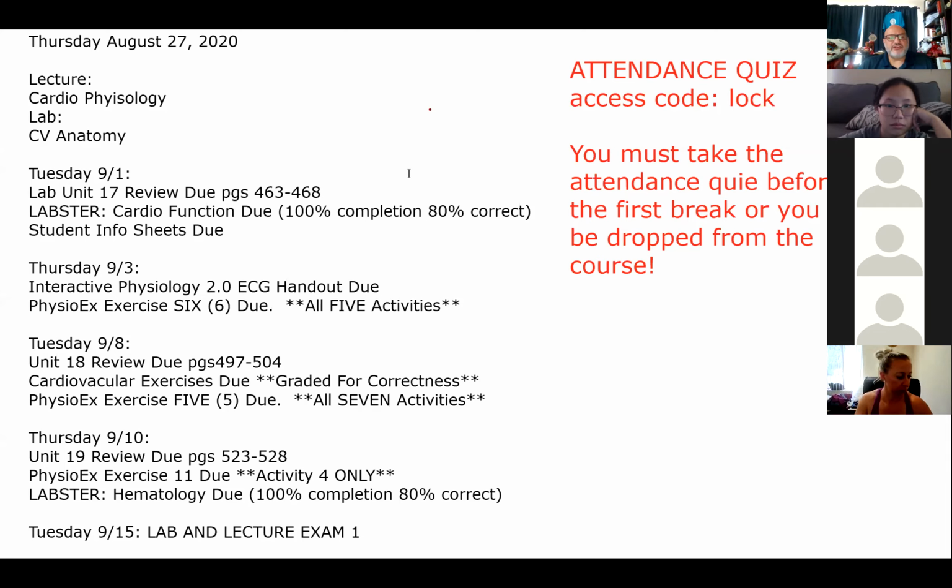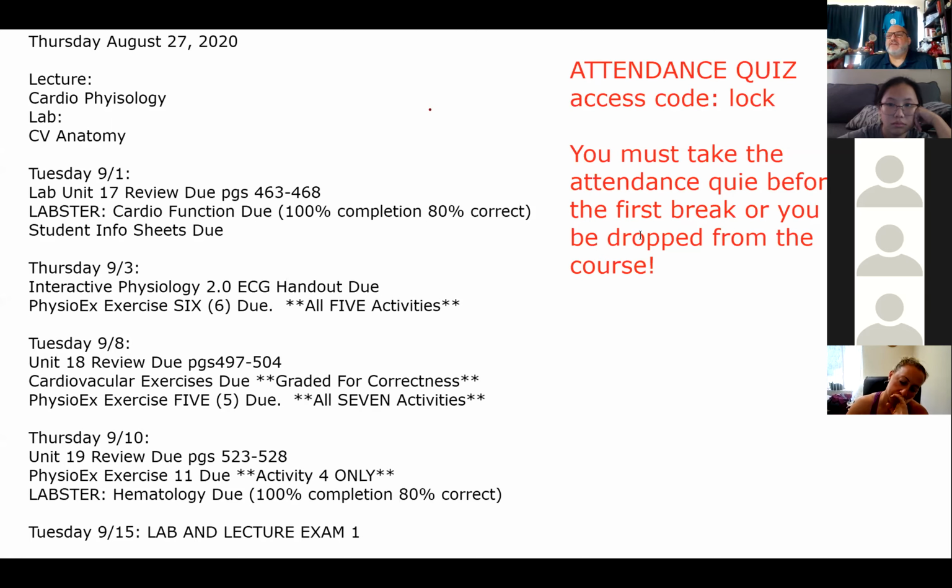The Interactive Physiology and PhysioEx, your other two lab simulators, are due on Thursday. The following one, we have our Unit 18 review due, our PhysioEx exercises are due, and our cardiovascular exercise. That's those driving directions that we talked about with that blood vessel. We went over that at the end of the last class.